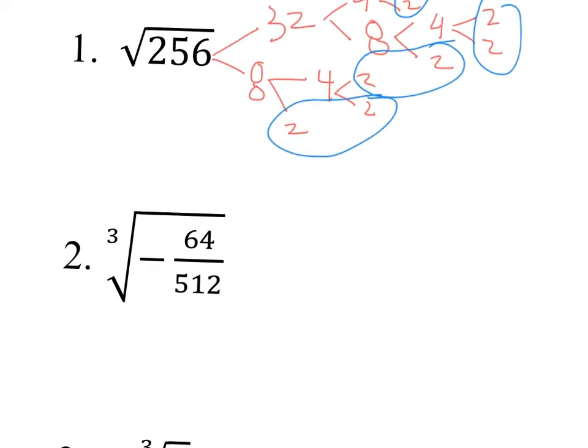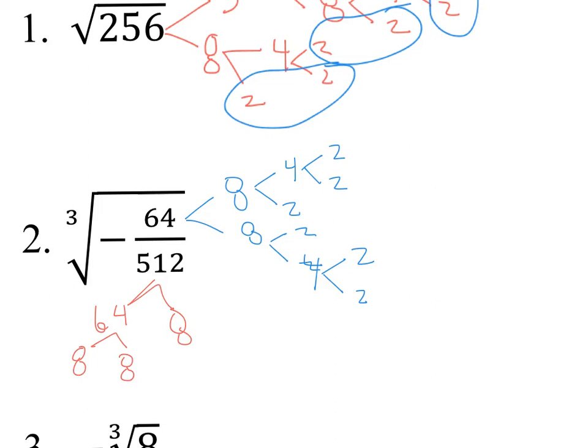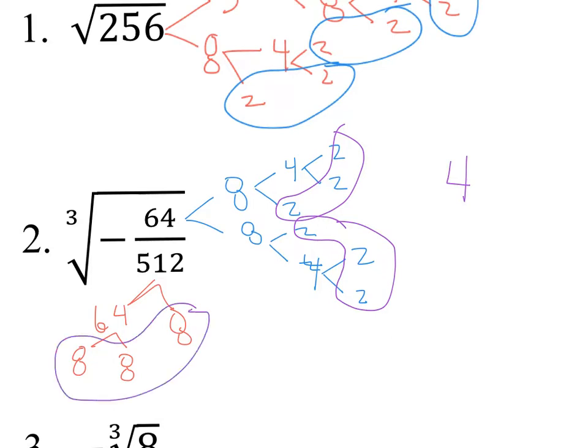Same type of thing for the second one. 64 is a cubic group, but if you're not sure, you can do your factor tree. And now I'm looking for groups of 3 because it's the cubic root. So here's a group of 3, here's a group of 3. So this first answer on top would be 2 times 2, which is 4. If you notice on the bottom, I already see a group of 3 in 8, so I didn't go any farther. So this would be 4 over 8.